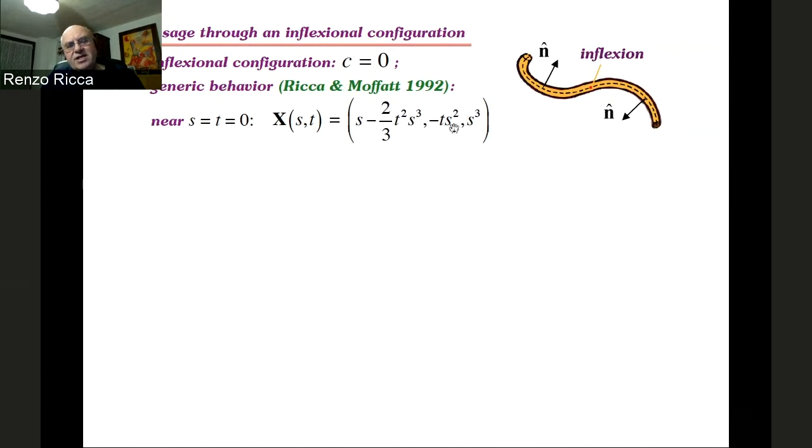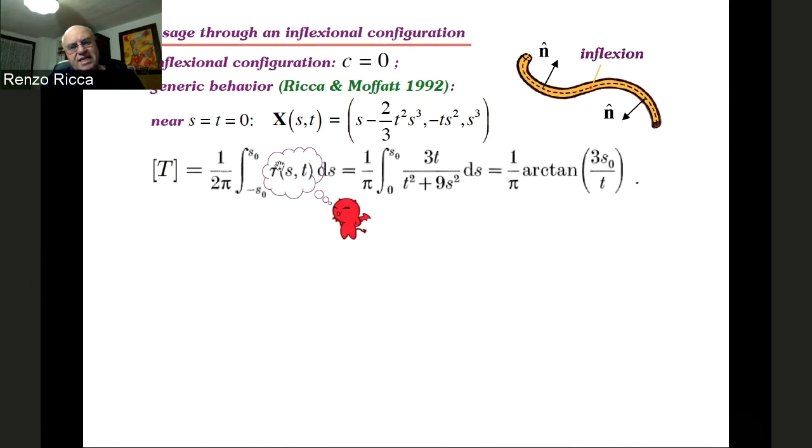So here we find the generic behavior of this passage through this inflexional configuration, and to our astonishment at the time, it was that torsion goes singular. You see, it is singular not only in t but in s. Now it's interesting because this singularity, which is hidden here, is actually integrable. It is completely integrable over a small interval, both sides around the inflection point. And the jump in total torsion is finite. So it doesn't appear to be a problem.